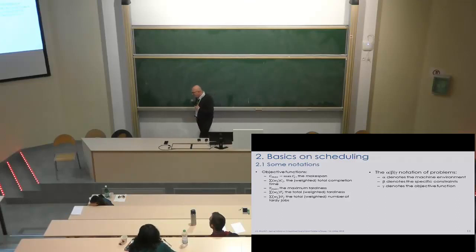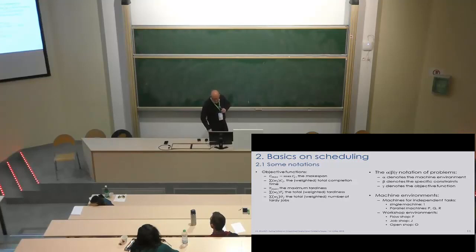And in the scheduling literature, we generally use a notation for problems, which is a 3-field notation with alpha, beta, and gamma, where alpha denotes the machine environment, beta denotes the specific constraints of the problem, and gamma is the objective function. So for machine environment, I will give examples just after this. Machine environments are the following.